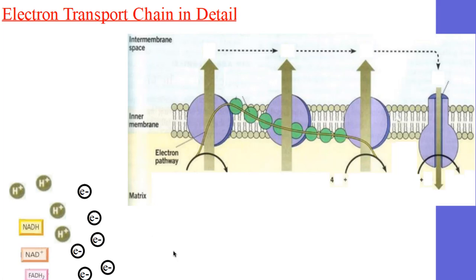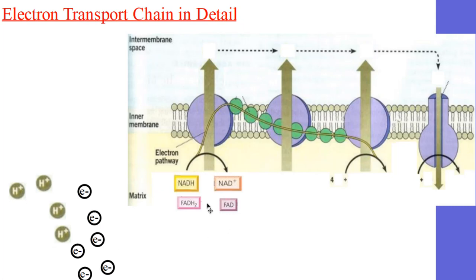And so we're going to look a little bit more in detail at what's happening. Now, if you remember, what did we have coming in from the matrix, from the Krebs cycle? We had a bunch of NADH and we had a little bit of FADH2. Well, guess what this did? This NADH and this FADH2 became NAD plus and FAD.